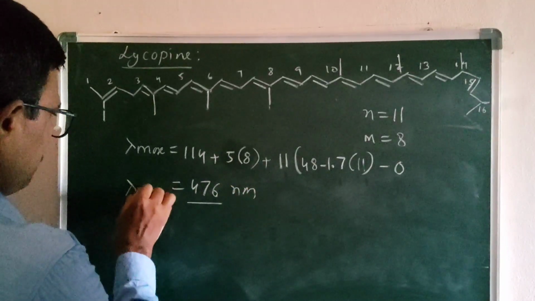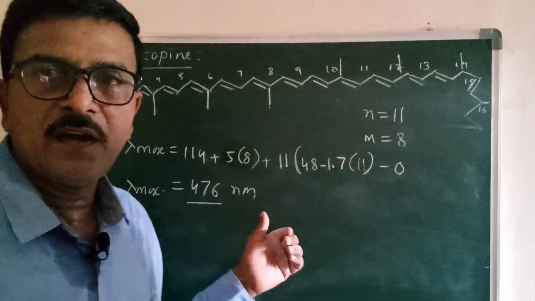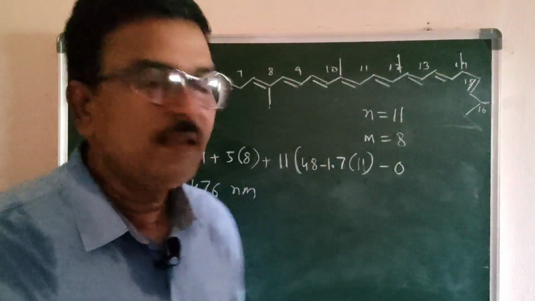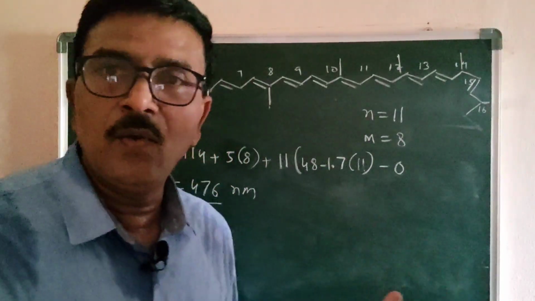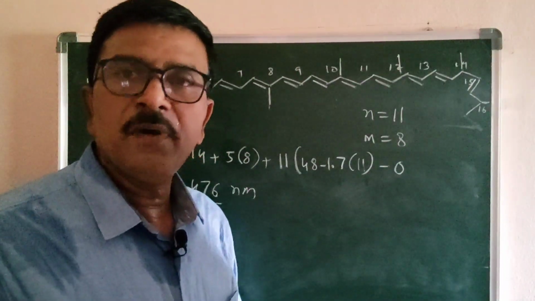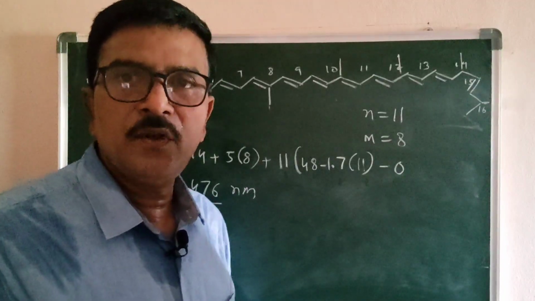Absorption maxima become 476 nanometer. For lycopene, the absorption maxima is 476 nanometer. So in this way, using Woodward and Khan rule, we can calculate absorption maxima for any polyenes. Let us take another example, beta carotene.